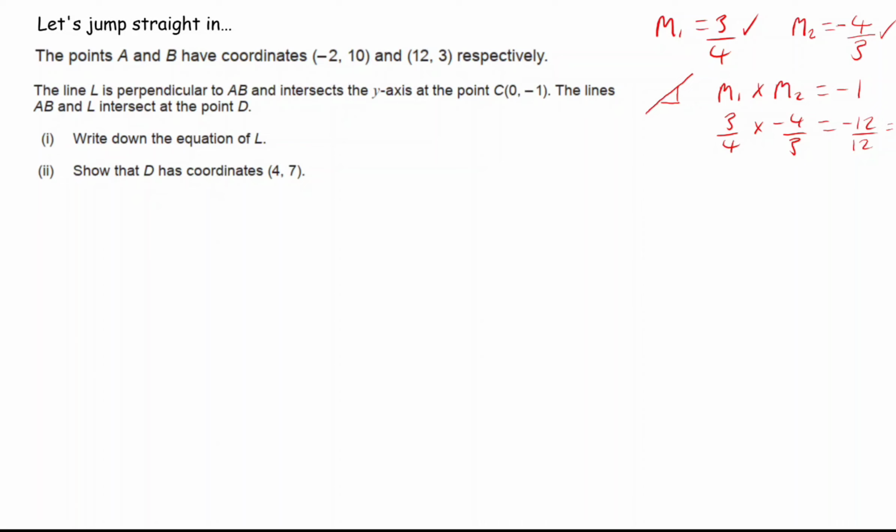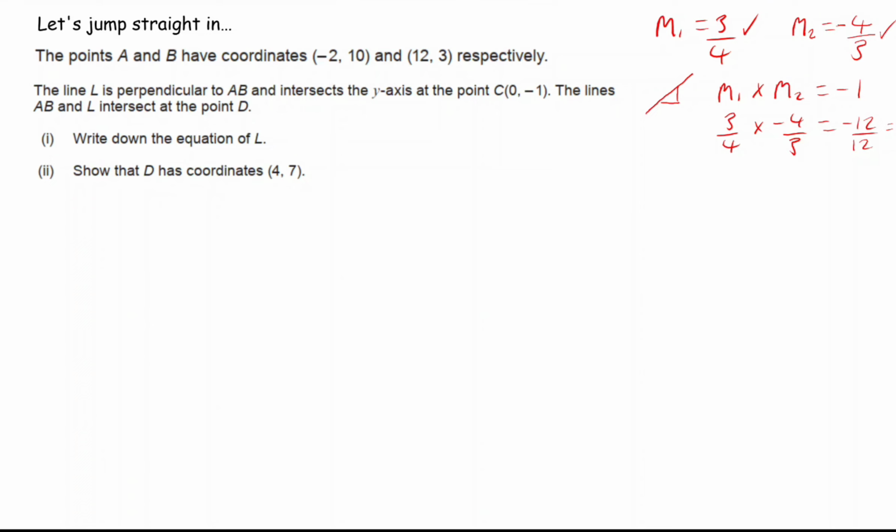So we've got 2 points A and B. We have coordinates (-2, 10) and (12, 3). The line L is perpendicular to AB and intersects the y-axis at the point (0, -1). The line AB and L intersect at the point D. So there's a lot of information that's been given in this question.